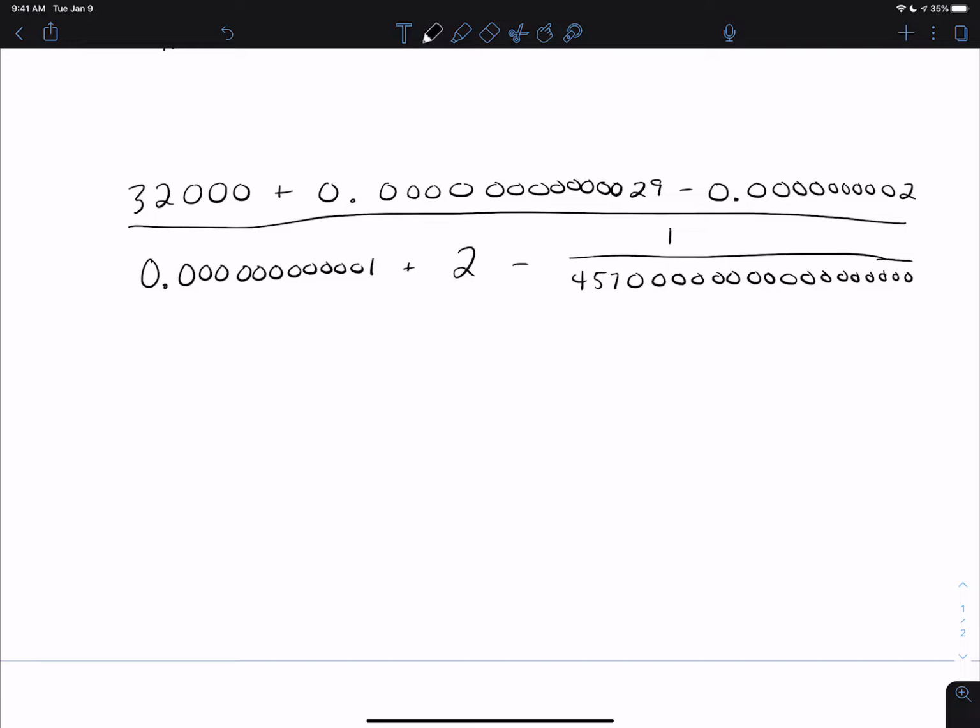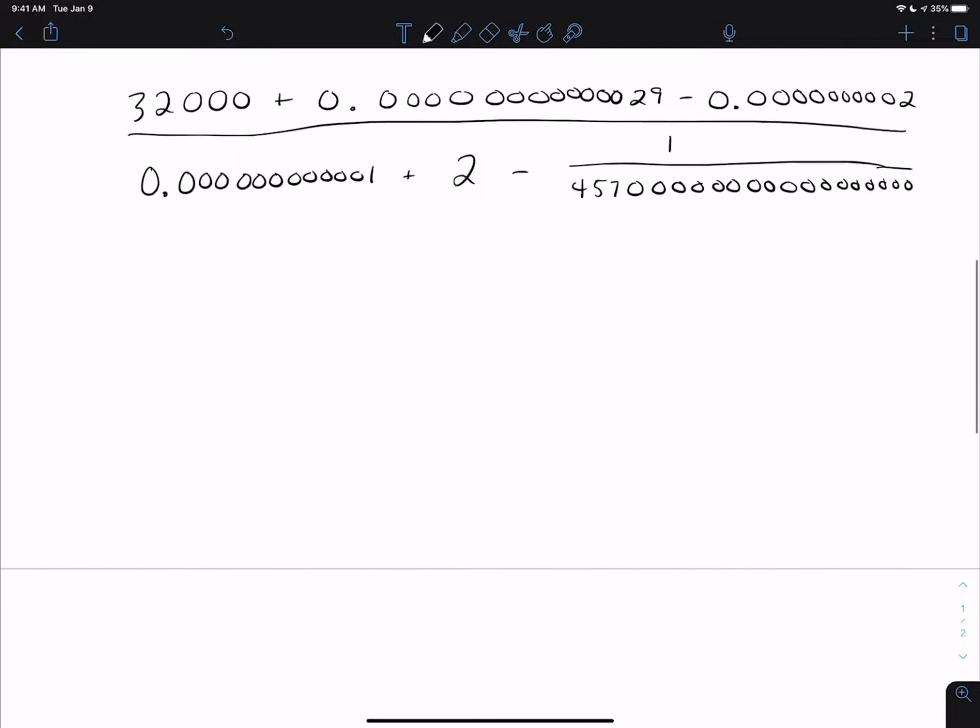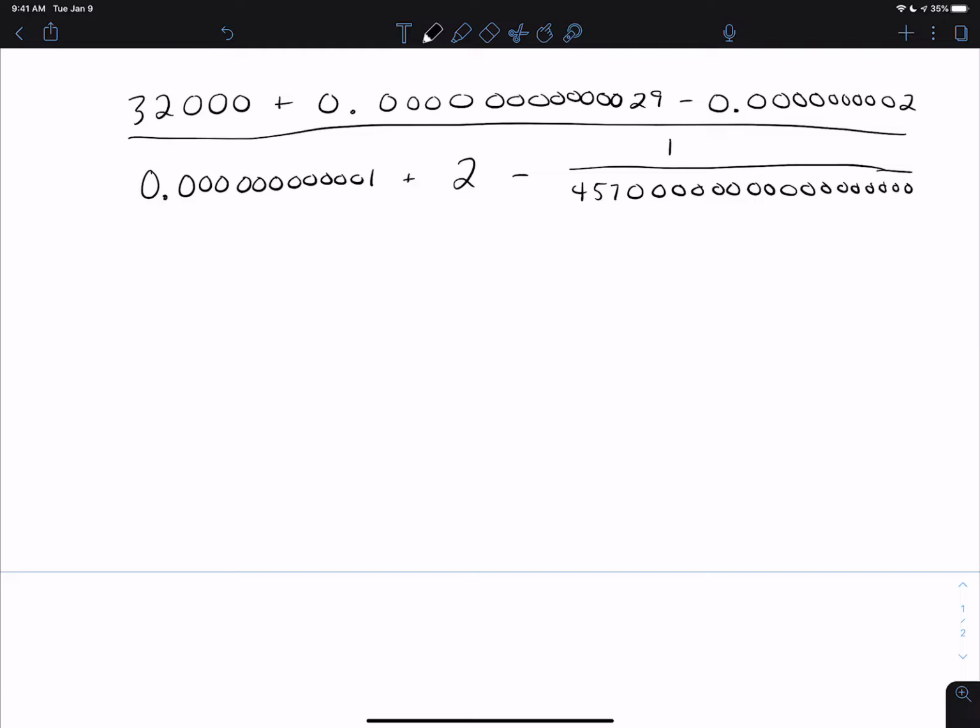The decimals that I've got on there are so ridiculously small that the top is incredibly close to 32,000. The bottom, the 0.0001, is so very, very small. 1 divided by 457 with so many zeros after it is incredibly small. So this is basically 16,000. So when we do sequence limits, we want to think about what's called dominance of terms. We want to think, okay, which one is getting the largest as n goes to infinity? And in most cases, we can clearly see that one term is so much bigger than the others that the others don't matter as n approaches infinity.